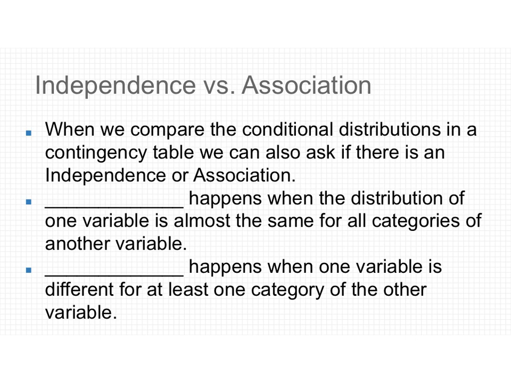All right, so blank happens when the distribution of one variable is almost the same for all categories of another variable, and then blank happens when one variable is different for at least one category of the other variable. So you should be able to find these answers in your readings, so make sure you guys are reading that. Your reading here will start on page 29, and it's a pretty short one, really only goes to 31. And then you'll have questions to fill those in.